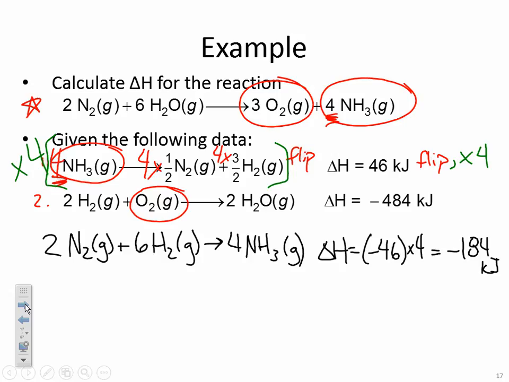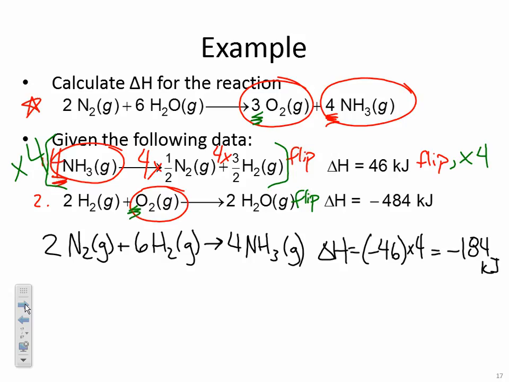But the oxygen is not in the right place. In reaction 2, the oxygen is on the left-hand side of the arrow. In the target equation, the oxygen is on the right-hand side of the arrow, which tells me that I'm going to have to flip this reaction. So instead of being negative 484, it's going to be positive 484. Then I don't have the right quantity of oxygen. I only have 1 mole of oxygen here, but I need 3 moles.